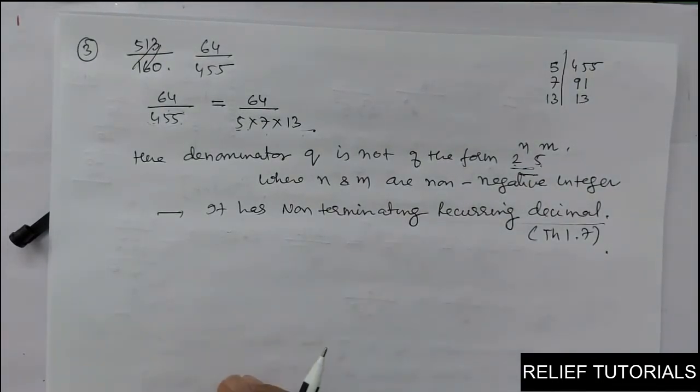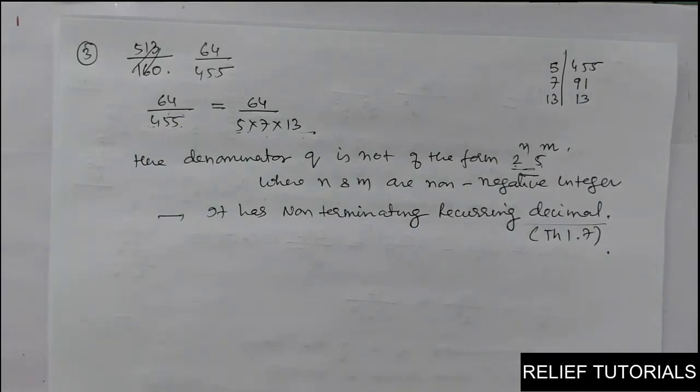We don't want to find its decimal form. Only if it has a terminating decimal, then only we have to find it. Clear? So now question number 4.